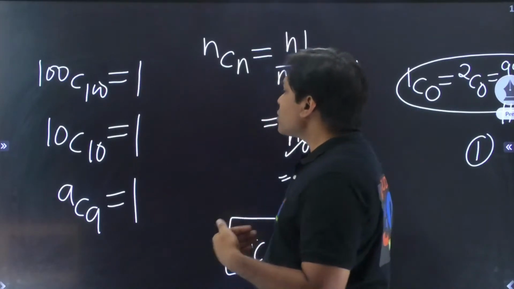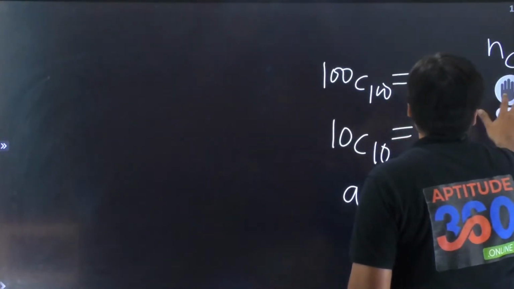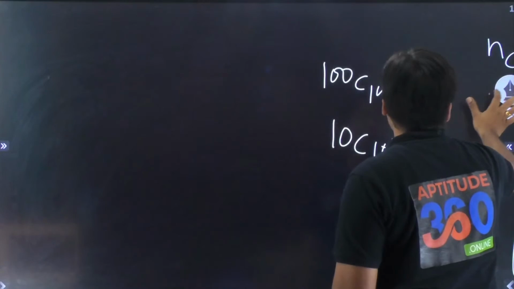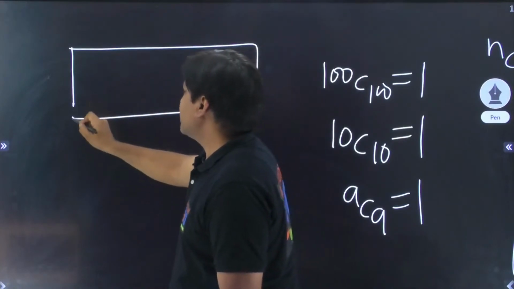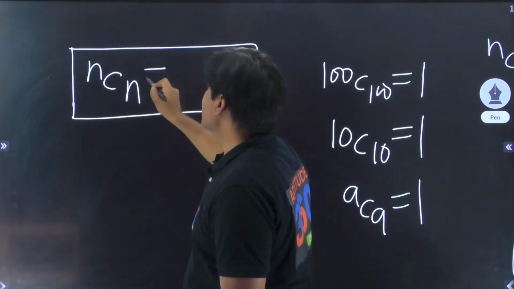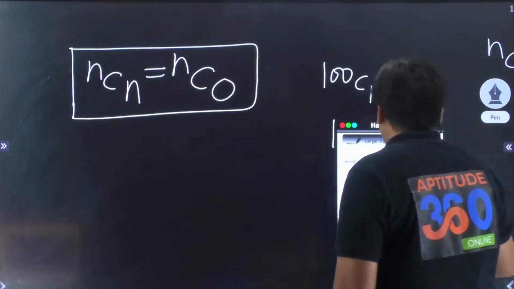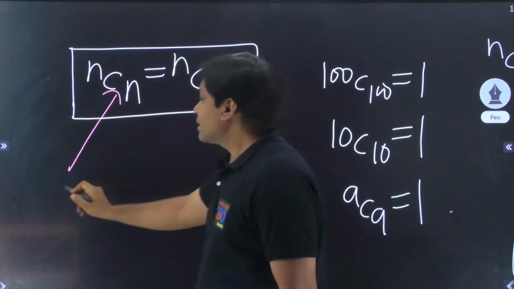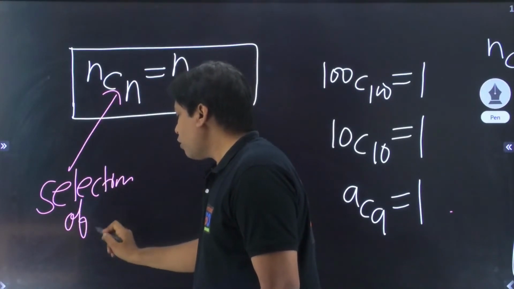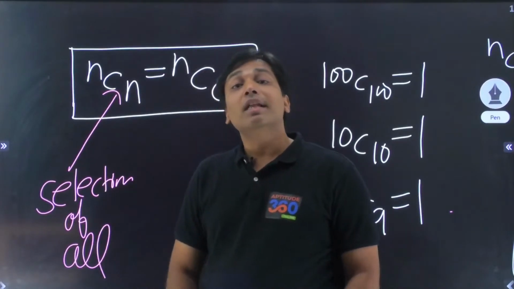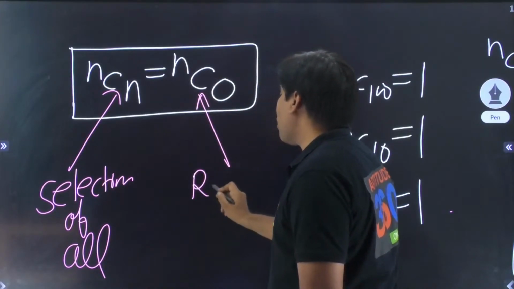So what did I say? I just figured out something which is really very meaningful. And what is that? Before you understand the formula, you need to know that NCN is equal to NC0. Do not go by the formula, go by the commonsensical understanding. This is the case of selection of all. In how many ways can you select all? In only one way. And how about this? This is rejection of all.